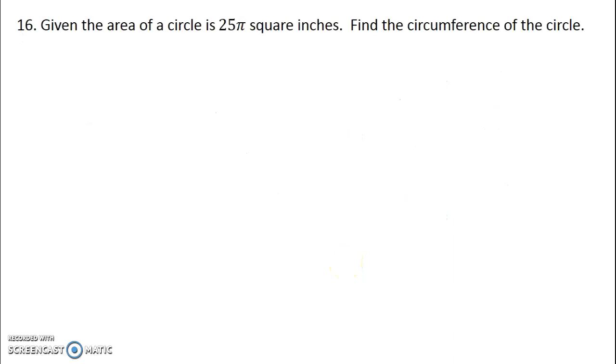Then turn to number 16. It's the next problem that goes over a circle. This one says, given the area of a circle is 25 pi square inches, find the circumference of the circle. Now, anytime in a problem I see the word area or the word circumference, I know I need those formulas. So that's my first step. Area is pi r squared. There are two formulas for circumference. I don't necessarily know which one I'm going to use, so I just wrote down both.